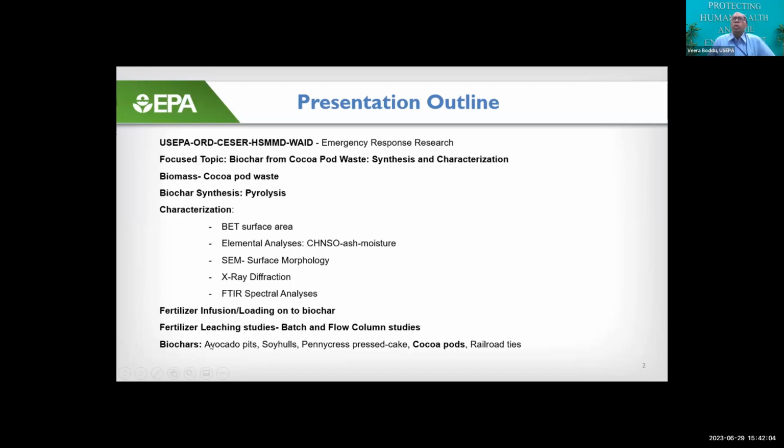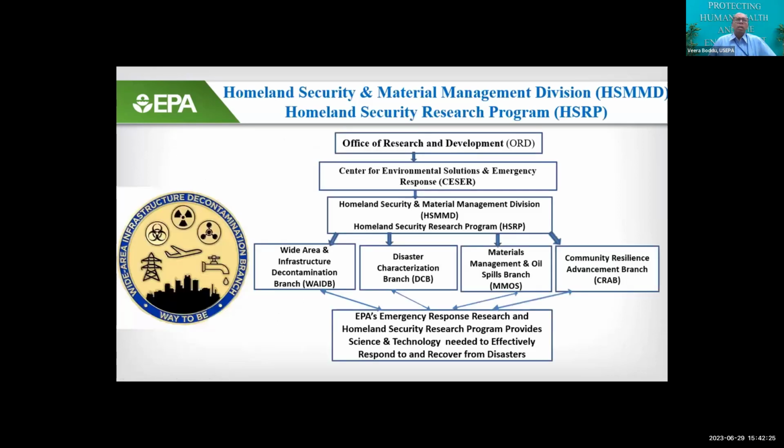We have also studied different other biochars from avocado pits, soybean hulls, pennycress pressed cake, pennycress being a cover crop, and cocoa pods, that is today's topic, and railroad ties, which Javier has covered. Just a brief 1 minute overview of where I am right now.